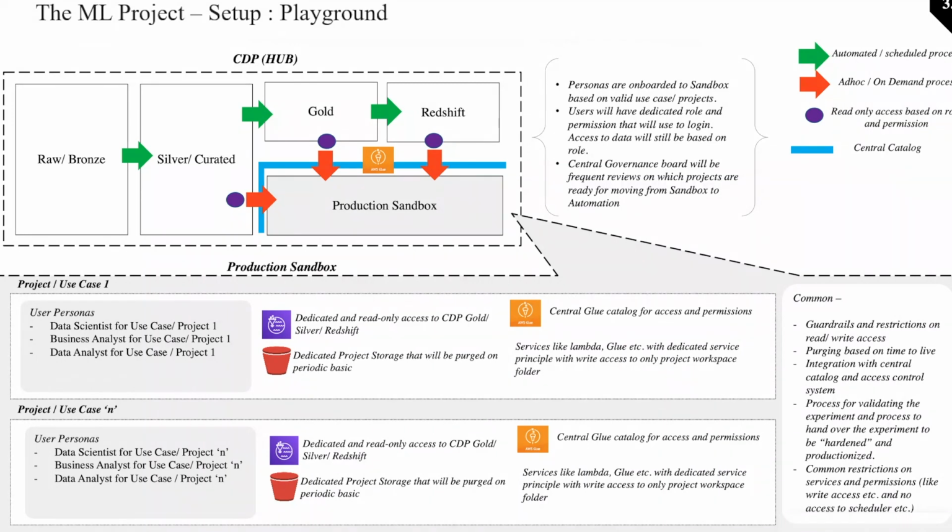If there are 5 projects running in parallel, there will be 5 projects. Each project is again a separate section within the playground area, which means all the data that I have onboarded or created by connecting the data from curated gold and Redshift into project 1 is not accessible by anybody from project 2, and vice versa, right?